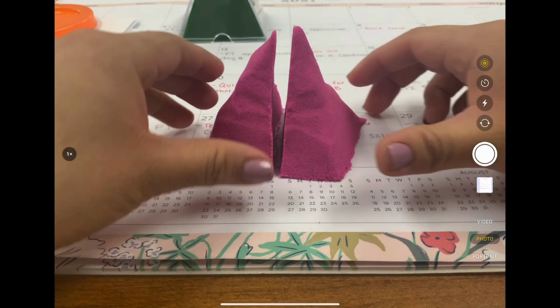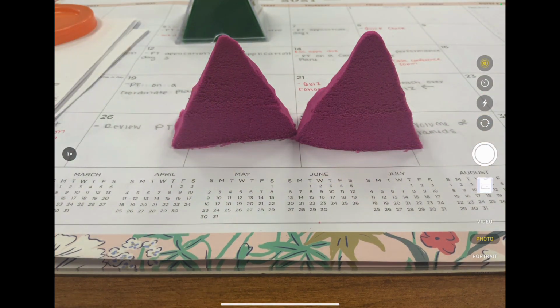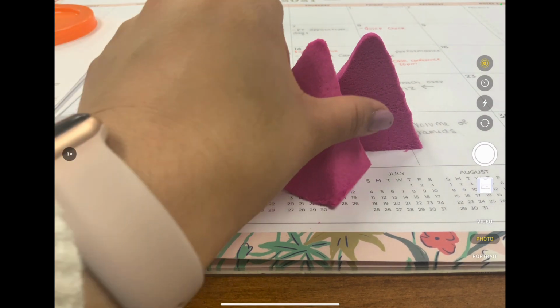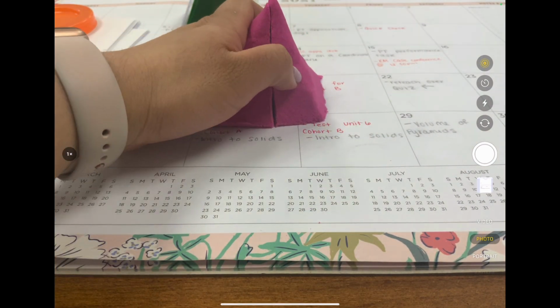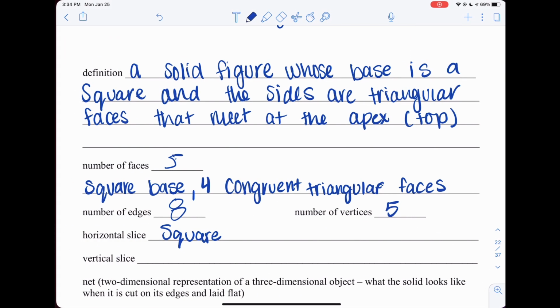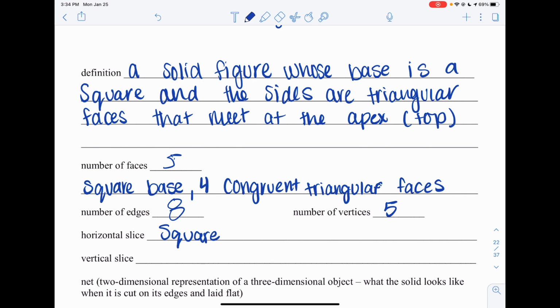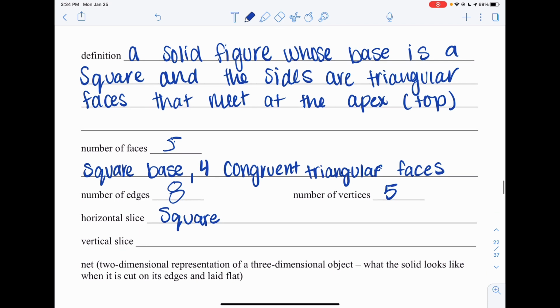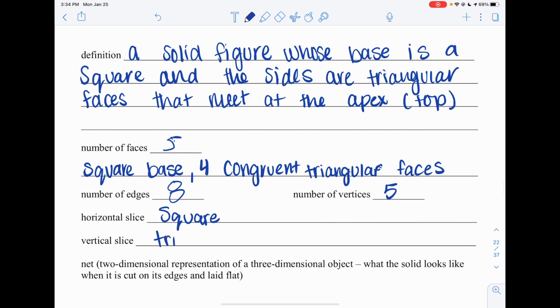Okay, and now looking on the inside, what shape do I have now? Okay, and if you look at the inside, this time we have triangles, which, once again, if you look at the sides of my pyramid, the sides are triangles, okay? So you can also look at the base and the sides for the horizontal and vertical slices. So for the vertical, I have a triangle, okay?